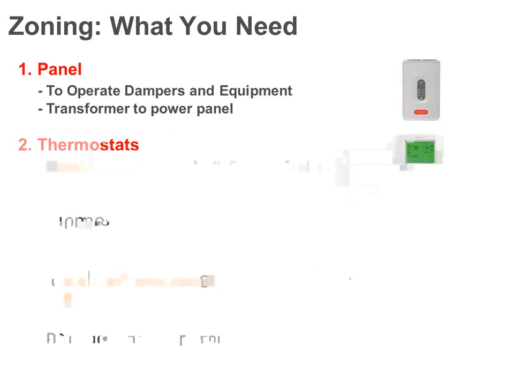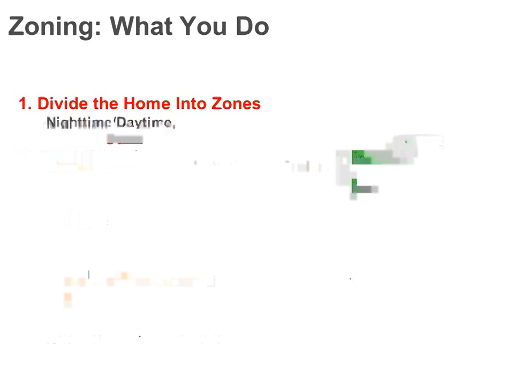You got to size the bypass damper correctly, and it goes between the supply and the return duct, and we'll show you that here in a second. You got to install the dampers, then you got to install the panel and wire the dampers and thermostats to the panel.